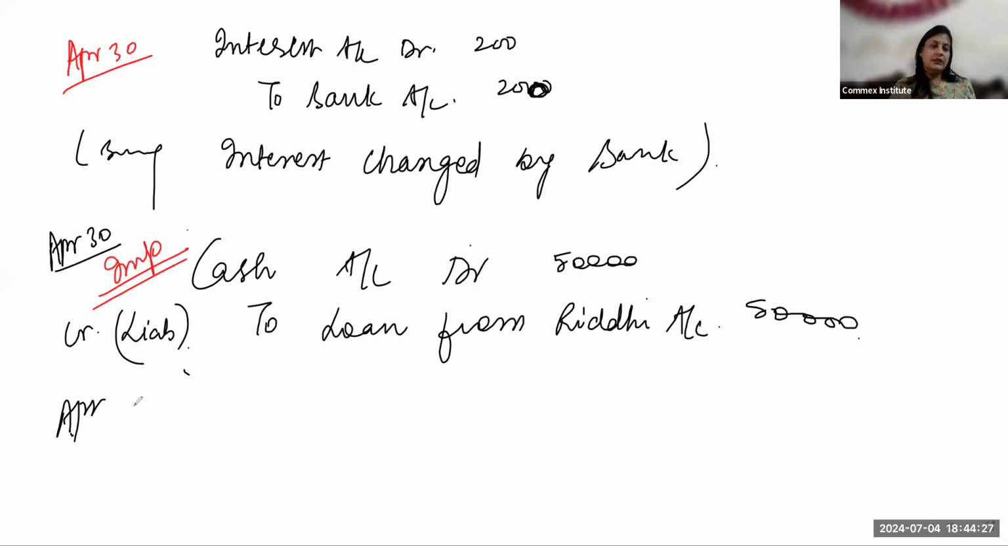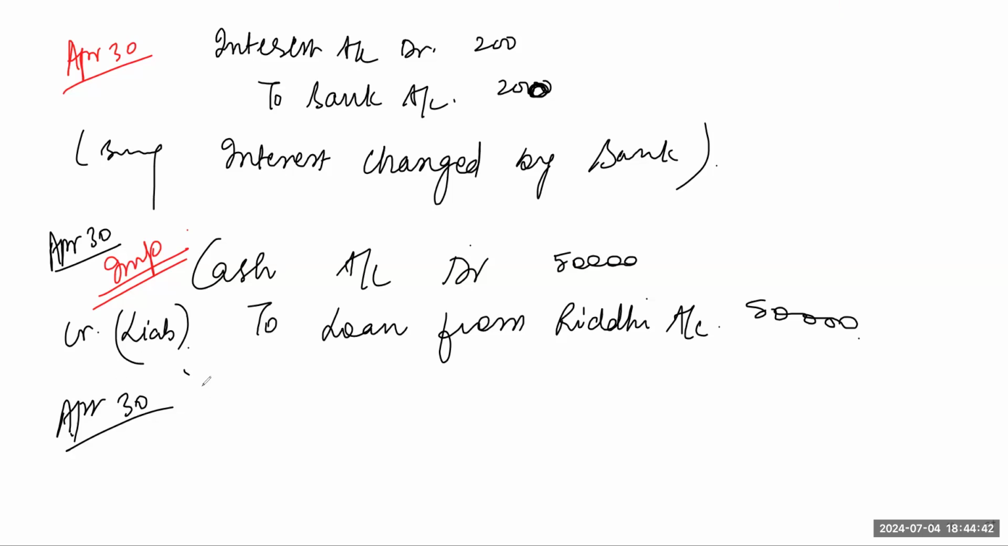And April 30th again. Yes, Ananya. Yes, ma'am. It's received from Mukund and Company on account 3,000 rupees. Ma'am, from the previous transaction, we know he's our debtor, so it will be cash account debit 3,000 to Mukund and Company account 3,000.